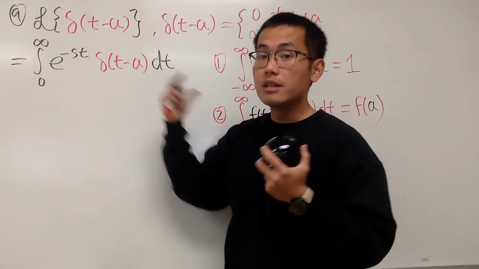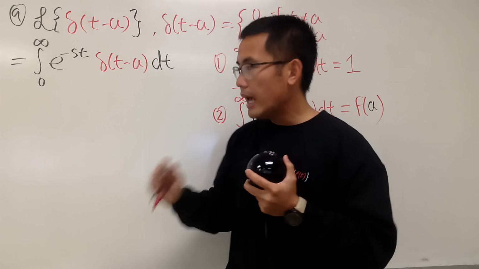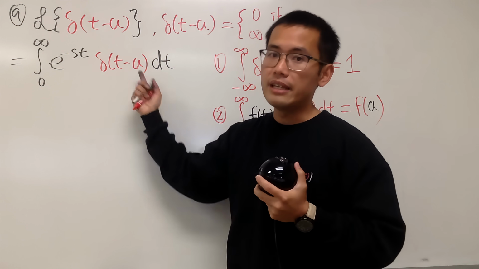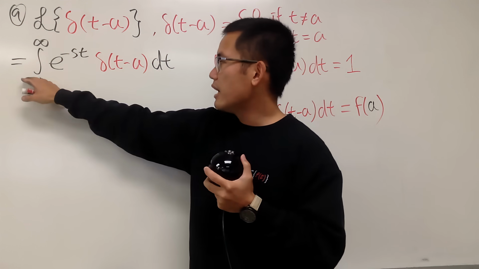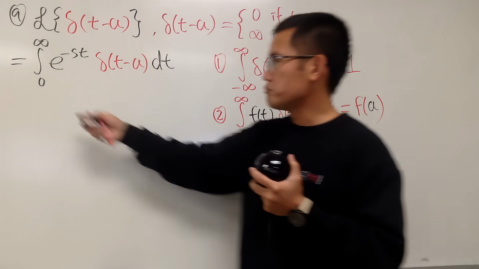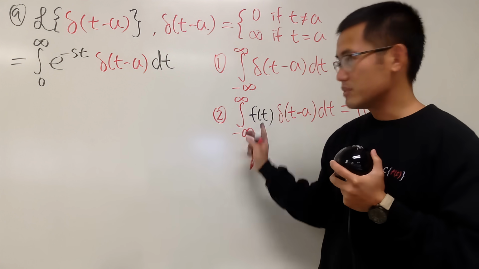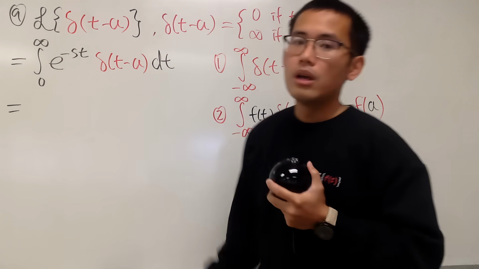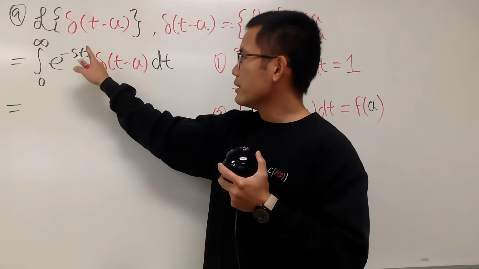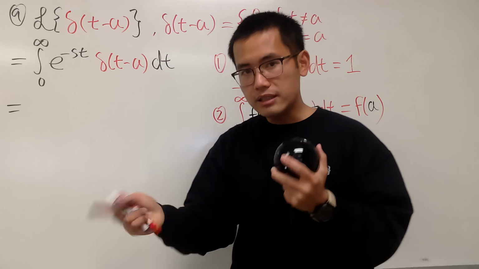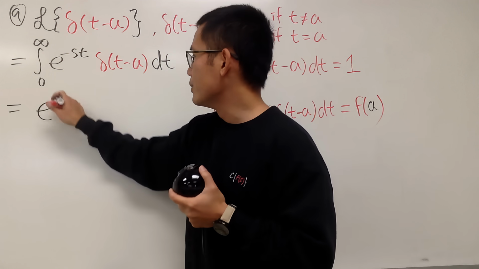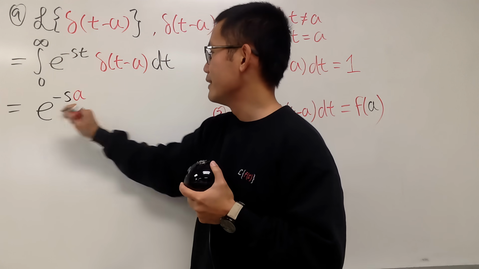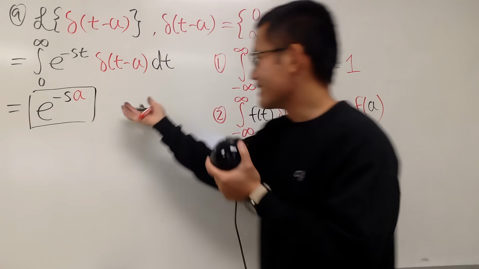because everything is 0 only when t is at a, right? So earlier I had negative infinity to infinity. That's why I said doesn't matter. All you have to do is the following. Put a into the variable t right here, and that's it. So finally, we just have e to the negative s a. That's it.